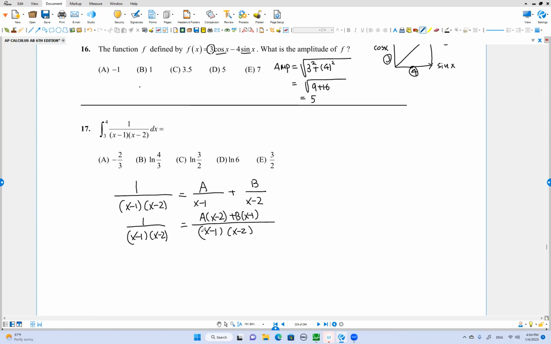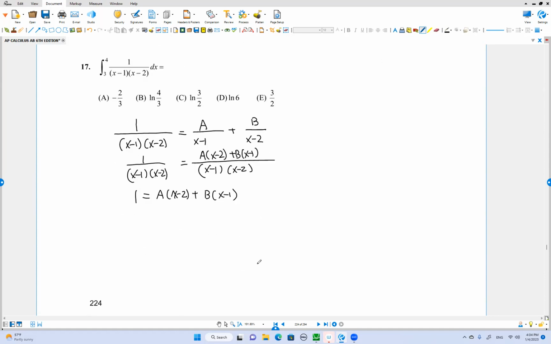Denominators equal, so numerators should be equal. So 1 equals A times x minus 2 plus B times x minus 1. Now we can decide the values of A and B. We have two special values, x is 2 and x is 1, to make a 0 here. Put x is 2 first. When x is 2, the left-hand side is still 1. The A term is 0. B times 2 minus 1 is what? The value of B is 1, right?